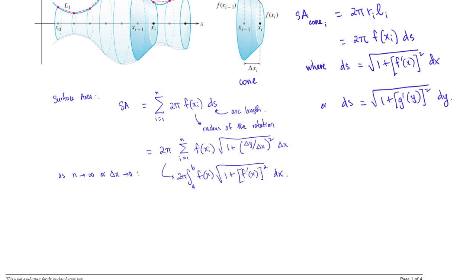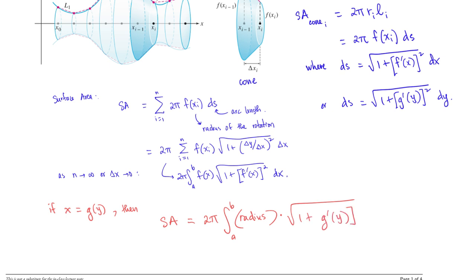If the function is given in terms of y, or it is more convenient to work with g of y, then the surface area is 2 pi, the integral from a to b of the radius in terms of y, times the square root of 1 plus g prime of y squared dy. The variable of integration is y, so all of the expressions inside the integrand have to be in terms of y as well.